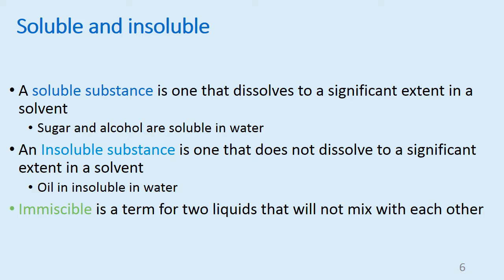Another term that you might hear sometimes is immiscible. That's two liquids that will not mix in each other. Or if two liquids do mix in each other, then you might say miscible. So if something is miscible, it's also soluble.